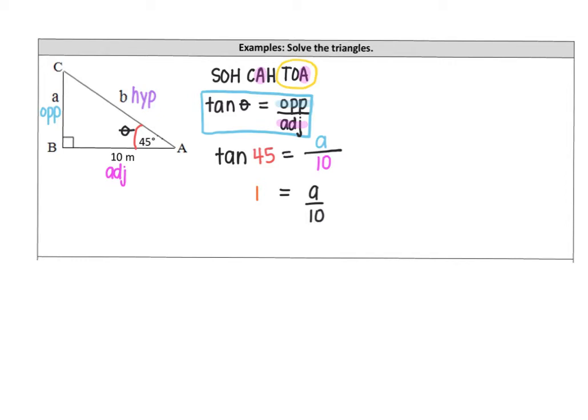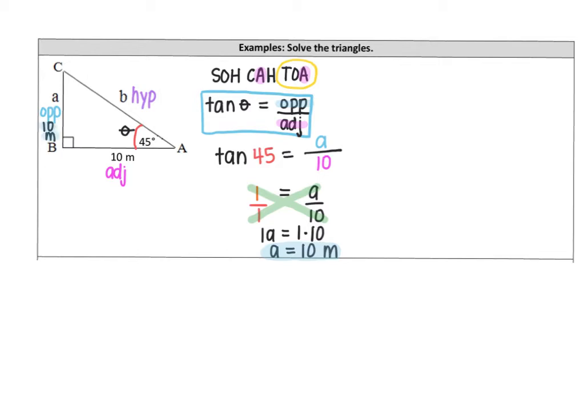This almost looks like a proportion. We'll need to put a 1 underneath the other one, and then we'll be able to cross multiply. So we'll have 1 times a is equal to 1 times 10, or a is equal to 10. That was easy. We've now found that the value of the opposite side is 10 meters, so we can add that to our diagram. We'll add this label to our diagram because it will help us in finding the next value that we need.